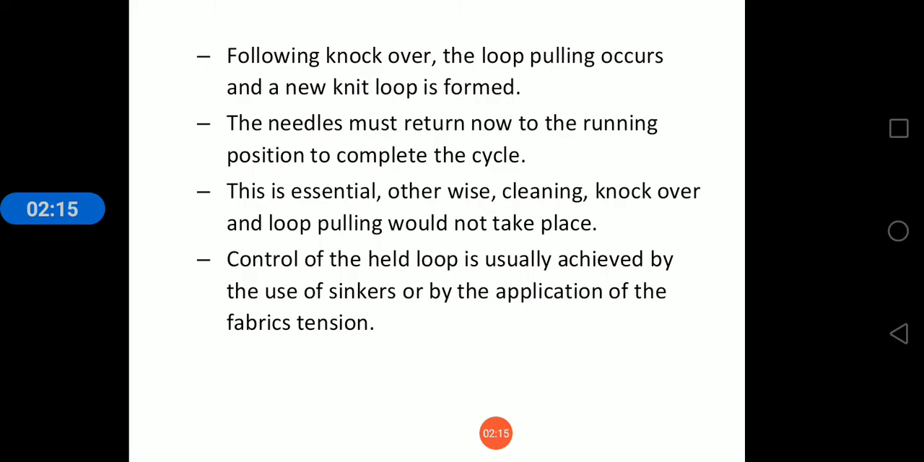The needles must now return to the running position to complete the cycle. This is essential, otherwise clearing, knockover and loop pulling would not take place. Controlling of the held loop is usually achieved by the use of sinkers or by the application of fabric tension. Knockover means the binding of two adjacent sides of a loop. The new knit loop is formed by the needles at the end of the complete cycle. This is very essential for overlapping or knockover, and to control the total usage of sinkers also.